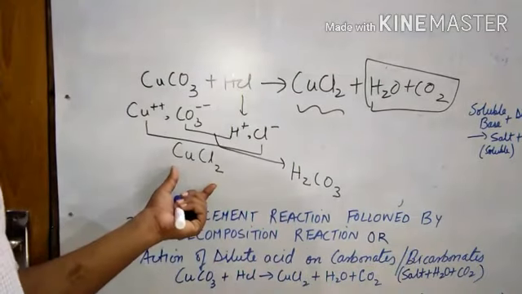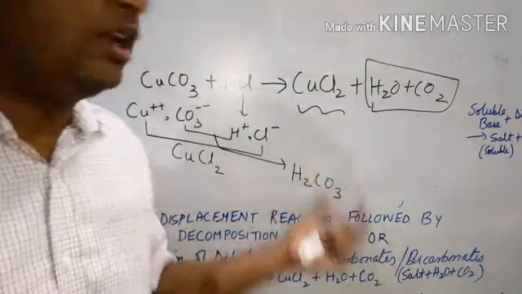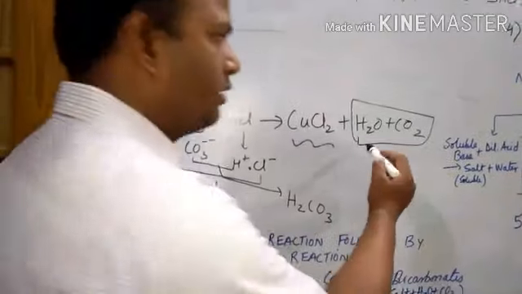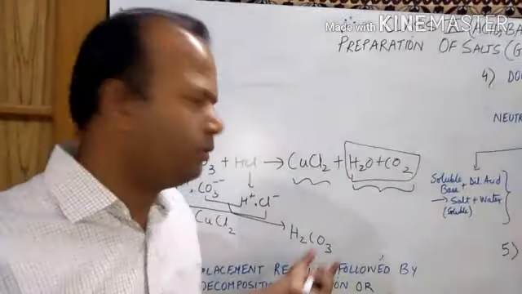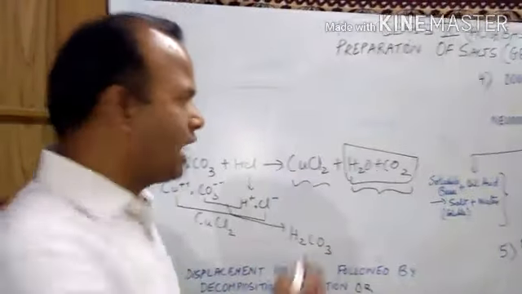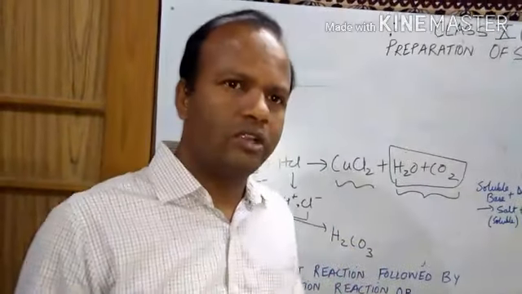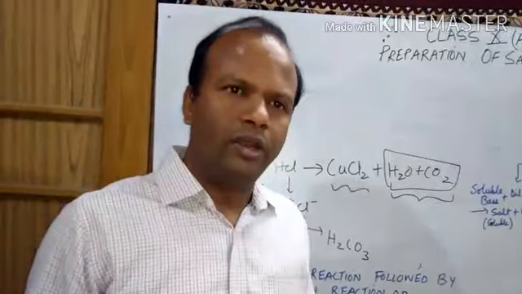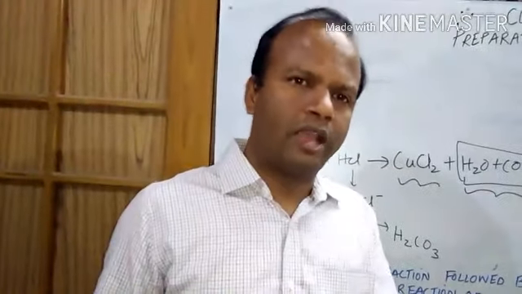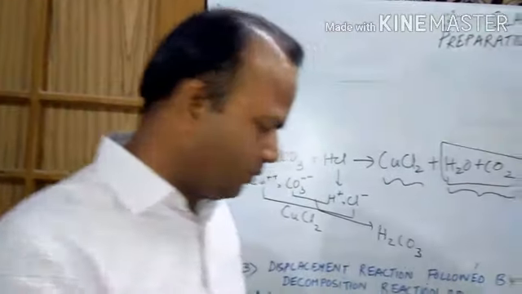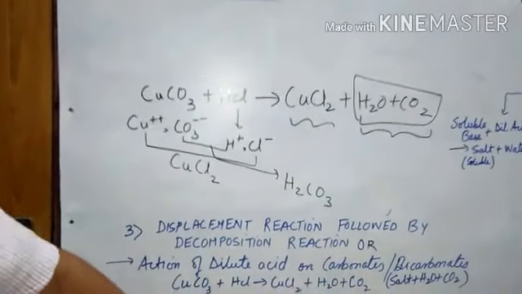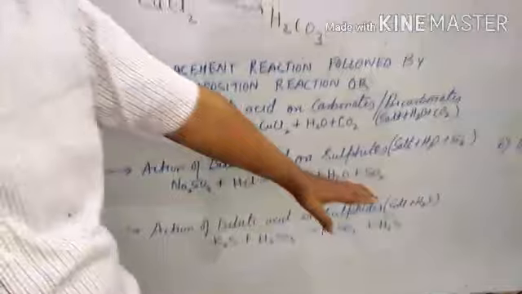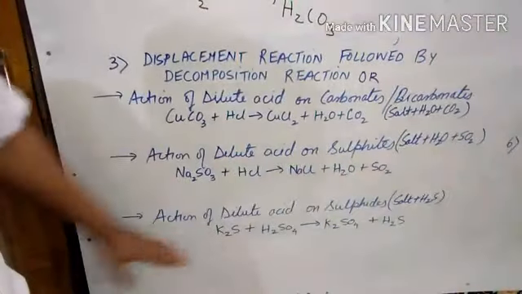Now CuCl2 is the one product and this H2CO3 is decomposed to give H2O plus CO2, because it is a very unstable compound and it decomposes immediately. So that's why I have said these are the reactions which basically follow the rule of displacement reaction followed by decomposition reaction. I hope you have understood my point, my concept. Same way we have action of dilute acid, so all the reactions are like that.